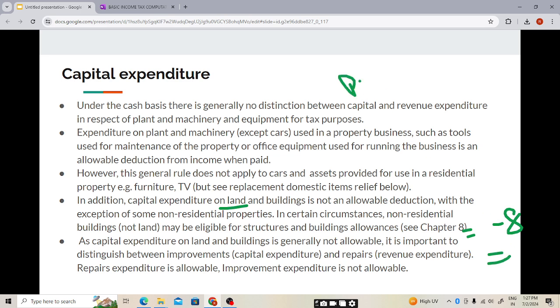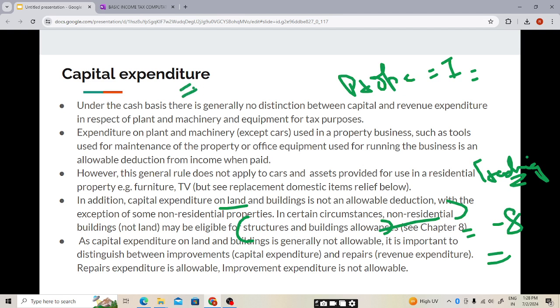And property income we are doing under the head of individuals, but the structure and building allowance is available for trading purposes, when you are doing some trading. Capital expenditure on land and building is not allowed under the cash basis. But when coming to the accrual basis, you will be getting the capital allowances for land and building.